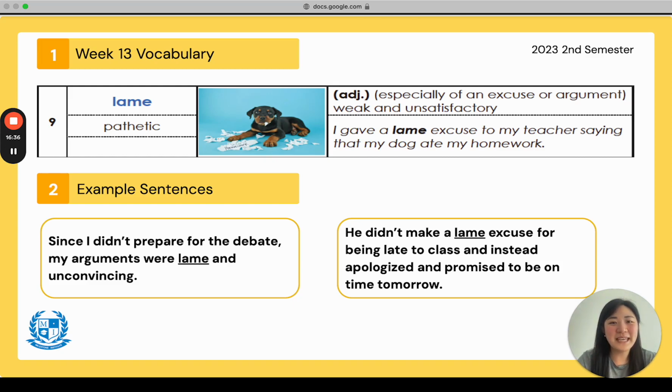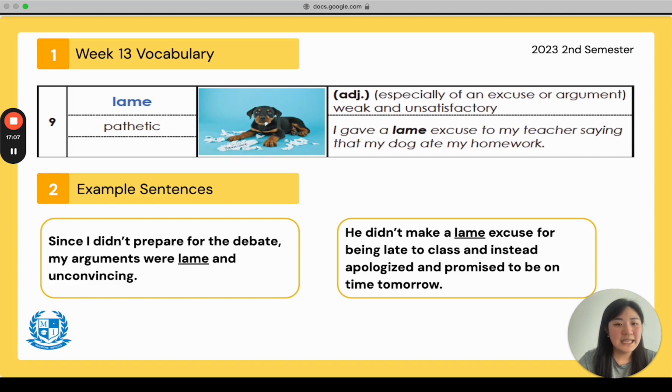So repeat after me. I gave a lame excuse to my teacher saying that my dog ate my homework. Sentence 1 at the bottom. Since I didn't prepare for the debate, my arguments were lame and unconvincing. Next year in 4th grade, you guys will have debate class, and you will have to make up very good supported arguments for your debate, not lame arguments.